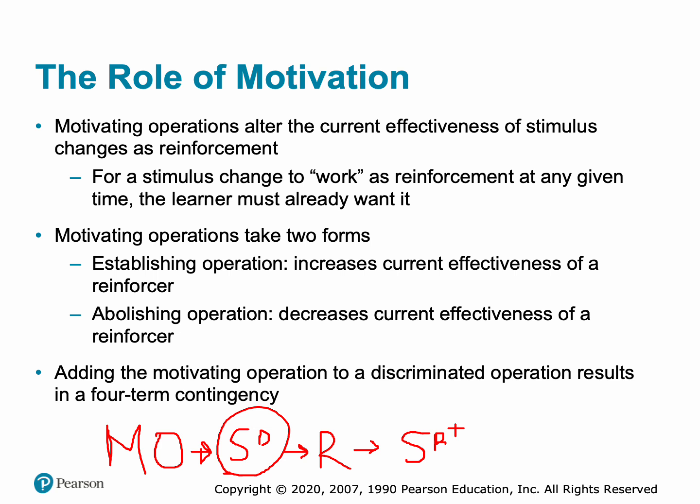Okay? So the MO is going to alter the value of that particular reinforcer, meaning it's going to make it more or less likely for me to want to engage in behavior. If I'm hungry, my likelihood of then going and getting access to food or going and seeking out food is going to be higher. If I'm not hungry, my likelihood is going to go down.